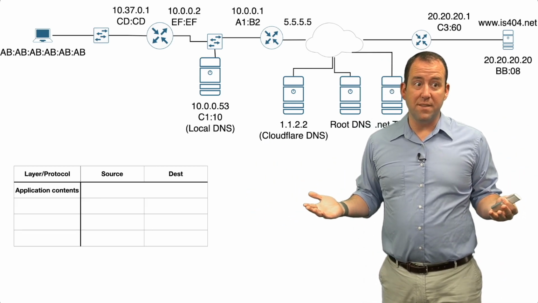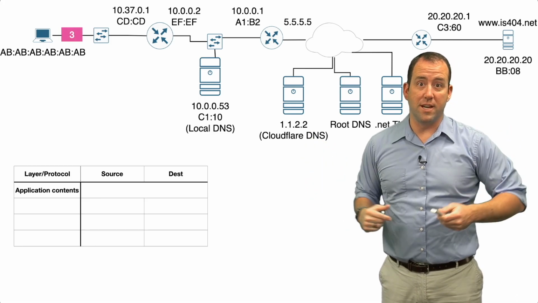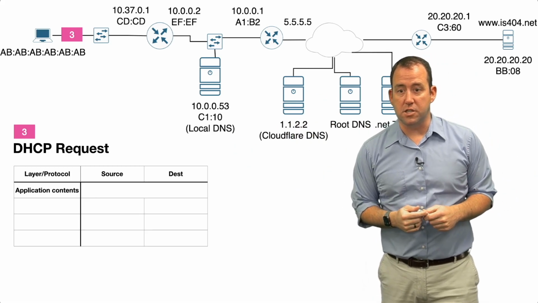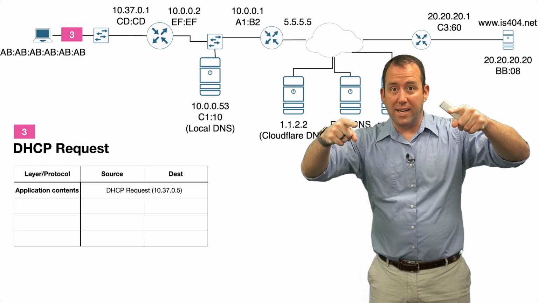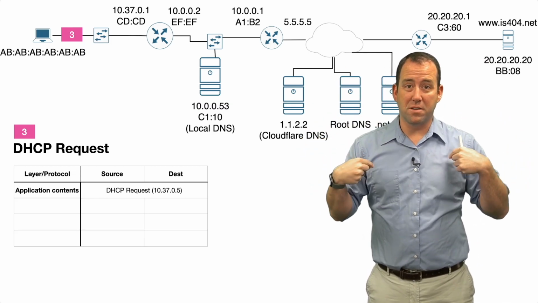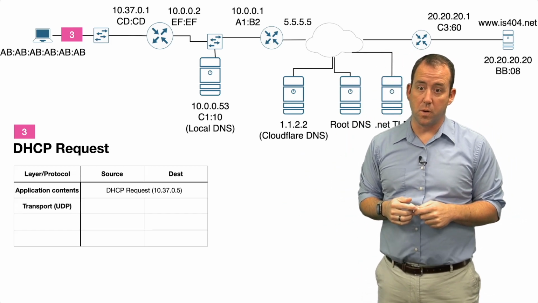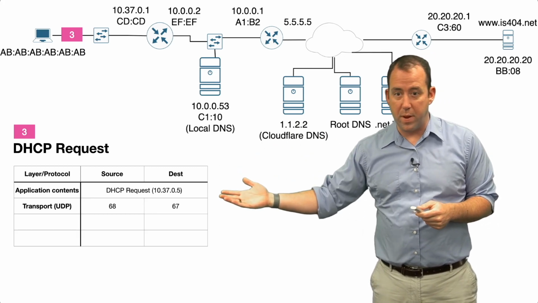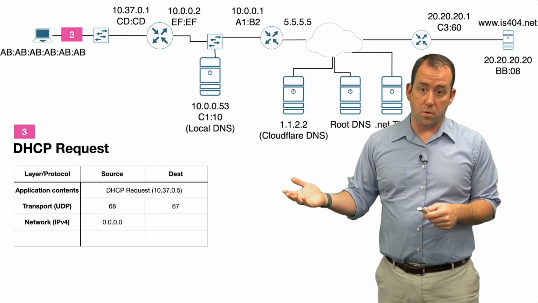Now that we've received an offer, it's time to do the third message in a DHCP exchange, and that is the DHCP request. The DHCP request says, hey, I saw that offer you gave me for 10.37.0.5. I want to accept that offer. And that's what the DHCP request is for. And so the addresses are going to switch again, out to port 67 back from port 68. The IP addresses swap again.